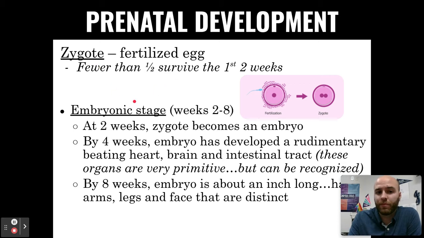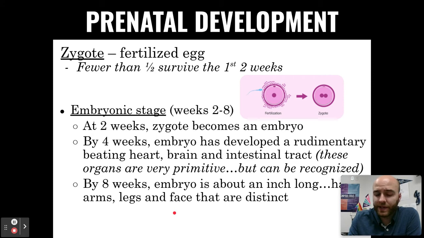Then you move into the embryonic stage from weeks 2 to 8. At 2 weeks, the zygote becomes an embryo. By 4 weeks, the embryo has developed a rudimentary beating heart, brain, and intestinal tract. They're very primitive, but they can be recognized in scans and in imaging. So we're talking about just the basic brain stem. We're not getting yet to the cerebral cortex and the more advanced, higher level parts of the brain, as those will still develop well into young adulthood.